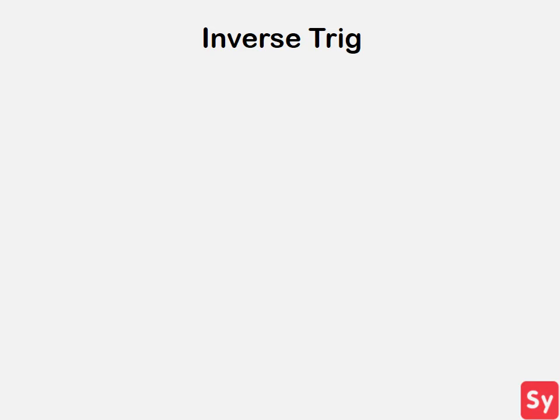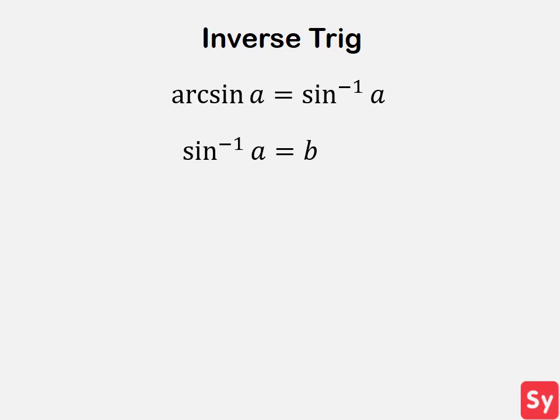Now we will talk about how to solve inverse trig functions. Here's a general example. Let's say we have the arc sine of A, which is the same thing as saying the inverse sine of A. Well, we know that this is equal to some number that we'll call b. So we will set this up as the inverse sine of A equals b. Now we take the sine of each side and get that A equals sine of b.